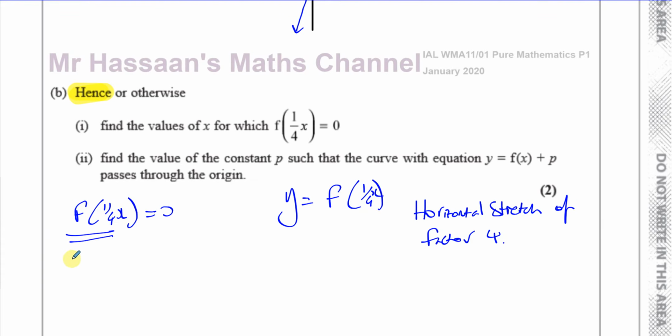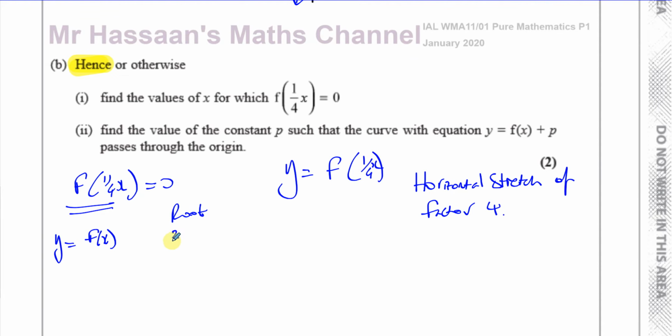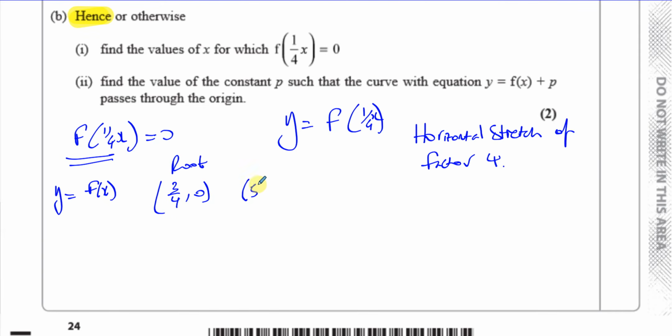So what this means is the roots of the original function. So you have the roots of y equals f of x. Okay, if you have y equals f of x, the roots are going to be, as we saw already, 0.75, so that's 3/4, and 0. And the other root is, as we saw, 5 and 0. And that's the repeated root.